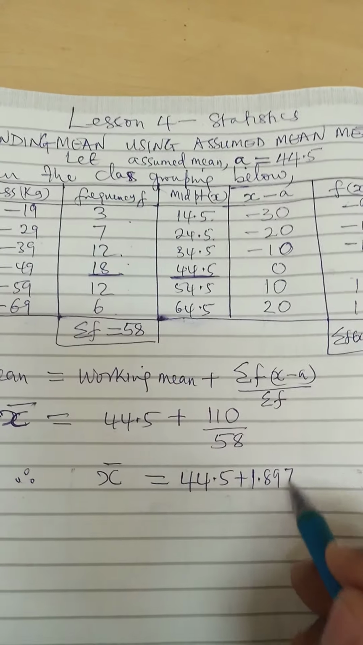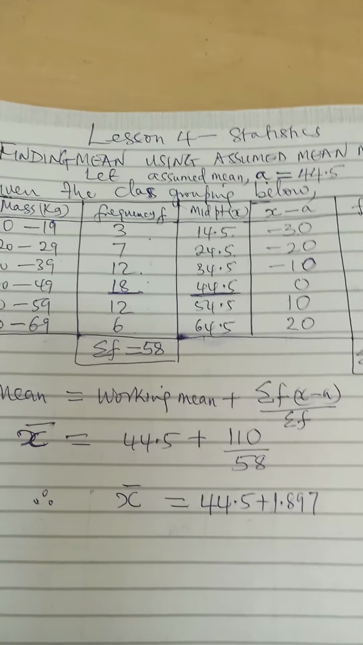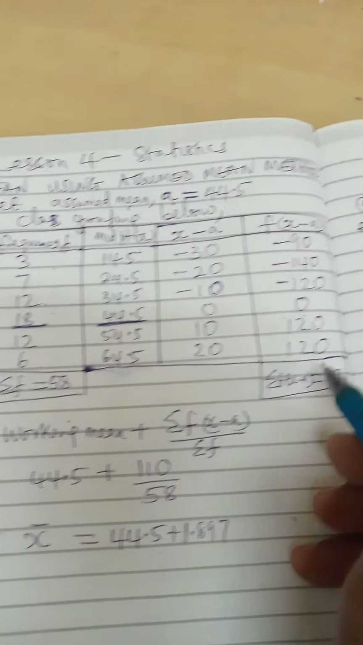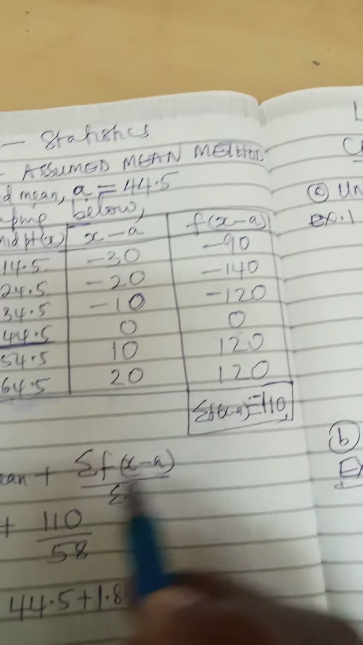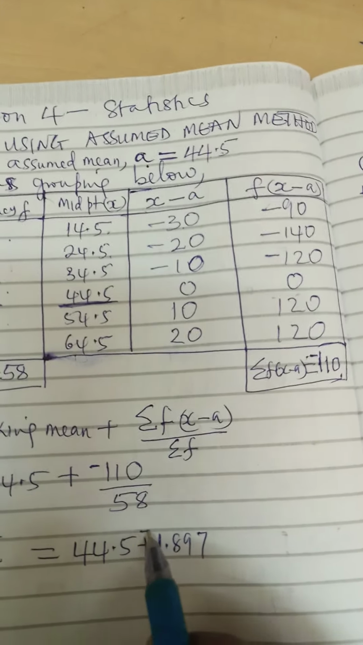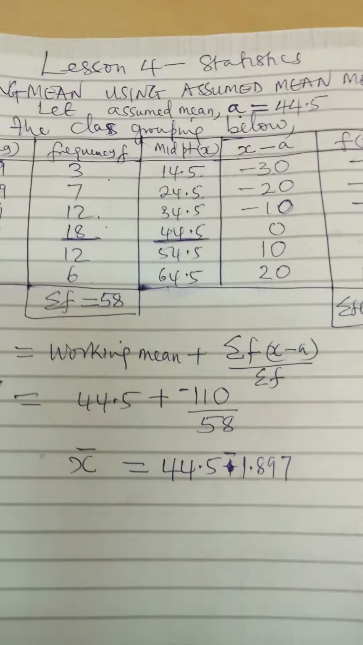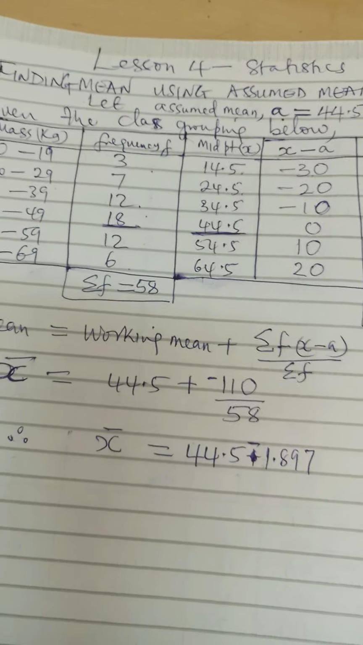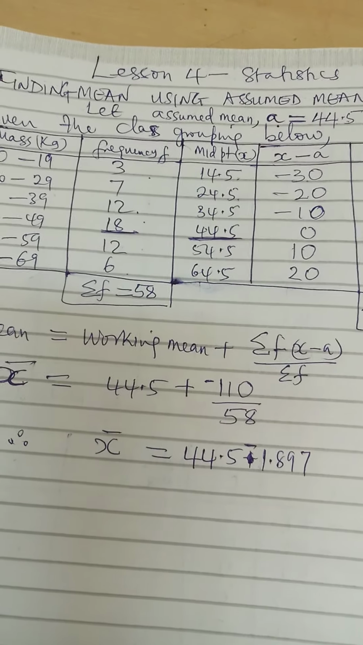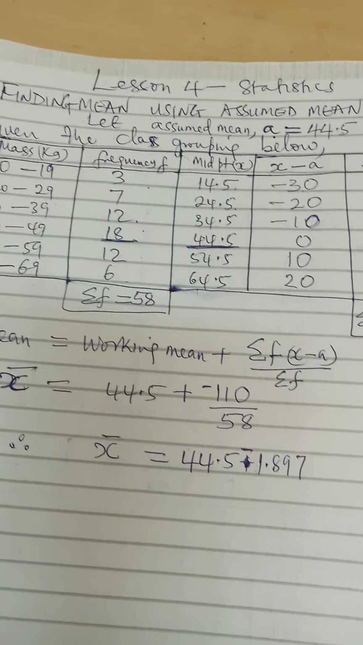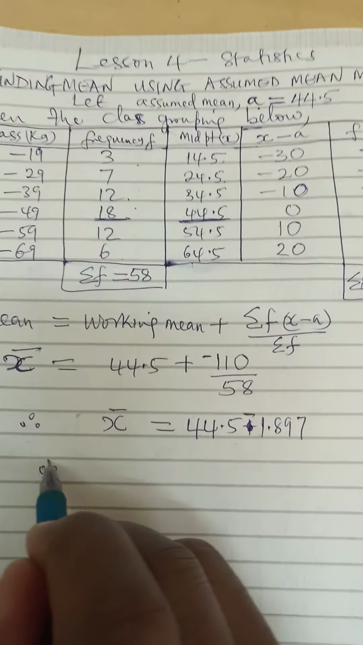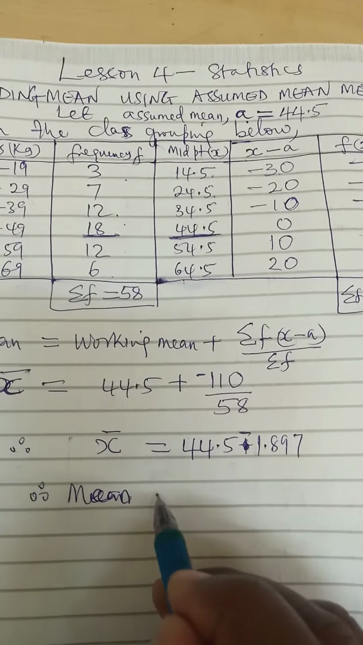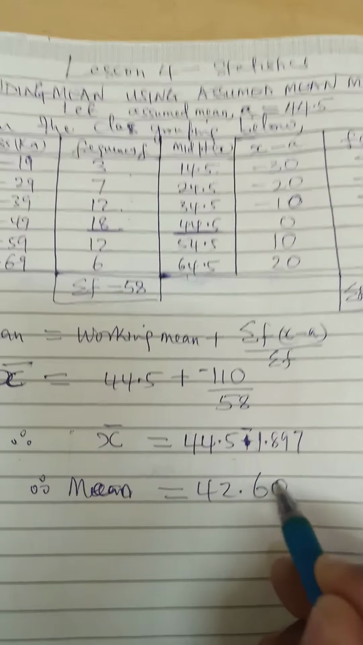1.897. If we add 44.5 onto this. This is a negative, sorry, this is a negative, so this would be a negative value. This would be a negative value, and if we subtract it from 44.5, we shall have our answer reduce to a value that will give us our final mean, as the mean will finally be given as 42.60.